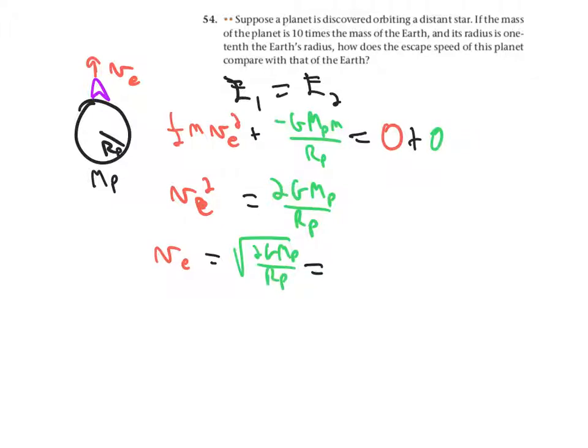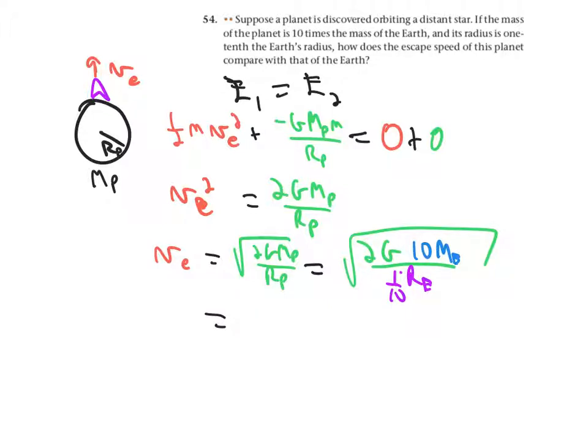But we know that the mass of the planet is 10 Earth masses, and the radius of the planet is 1/10 the radius of the Earth. So we can combine all that and say, okay, well, then we have the square root of 10 over 1/10, and then the square root of 2G times the mass of the Earth over the radius of the Earth.